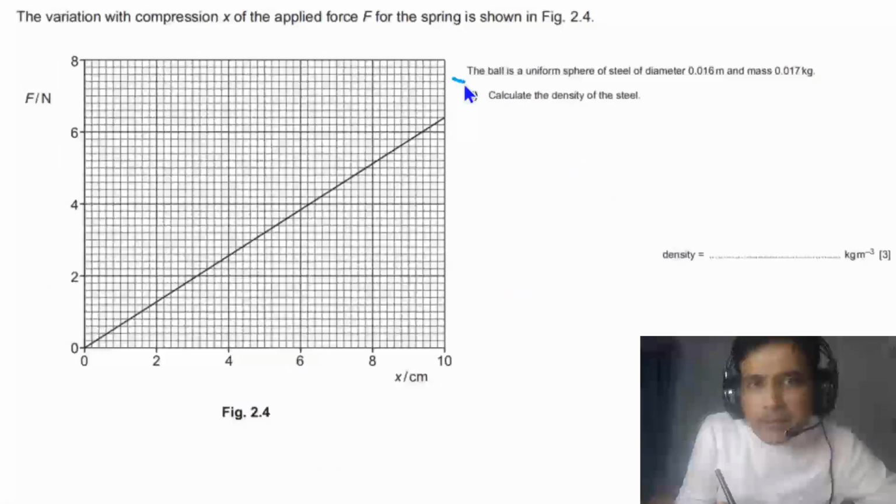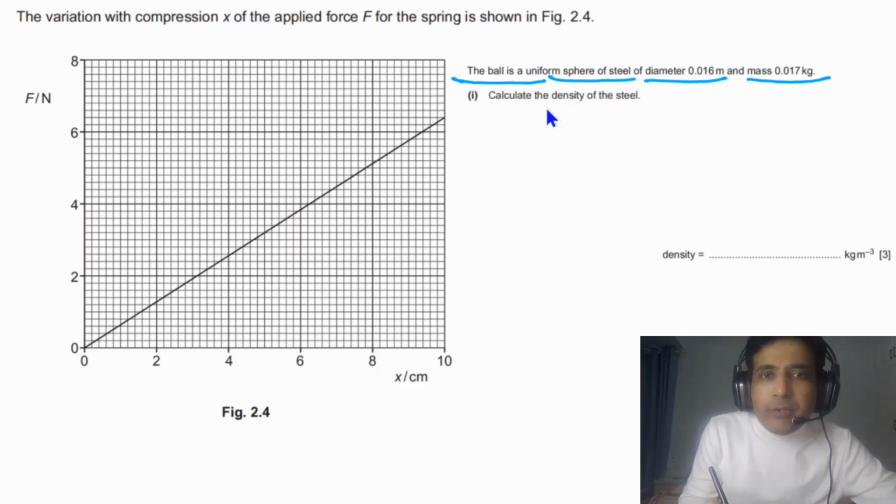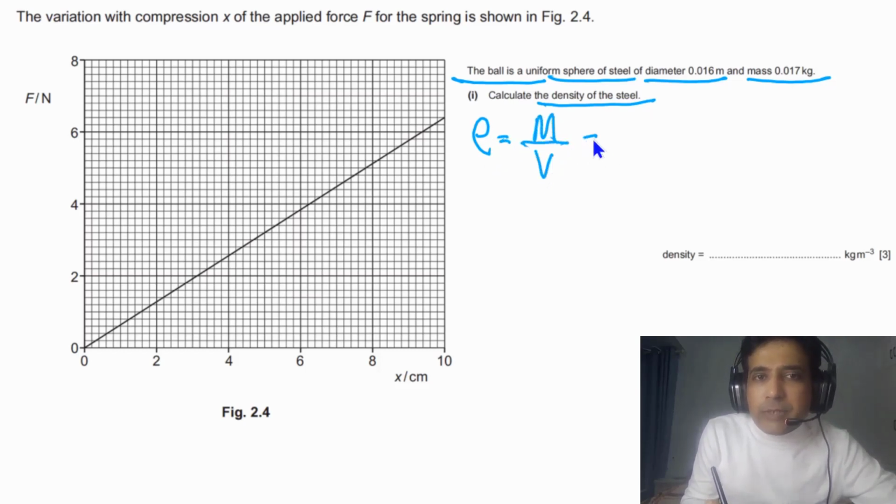For part B, it is given to us that the ball is a uniform sphere of steel of diameter 0.016 meters and the mass of the ball is given. We need to calculate the density of the steel. So quite a straightforward question. We need to calculate density, and we have the mass. So if we can calculate the volume, we can find the density.